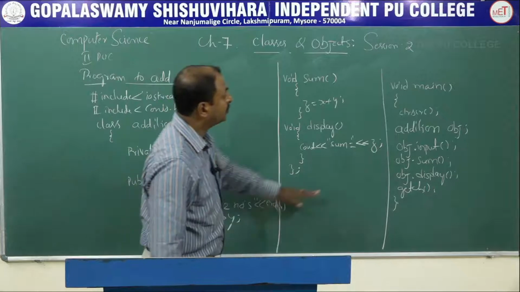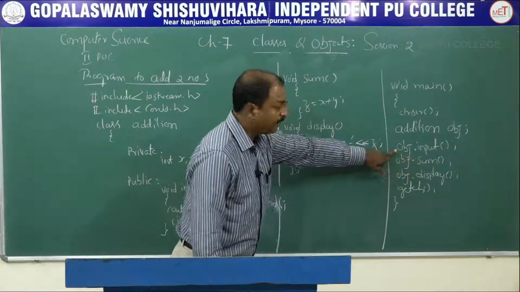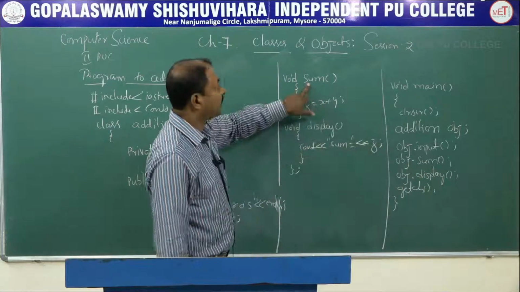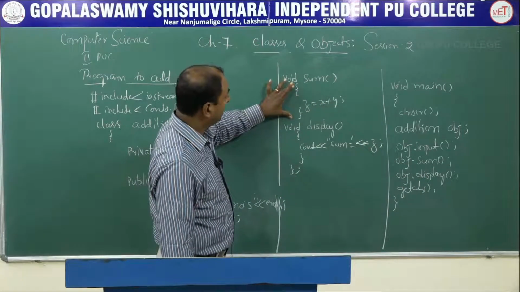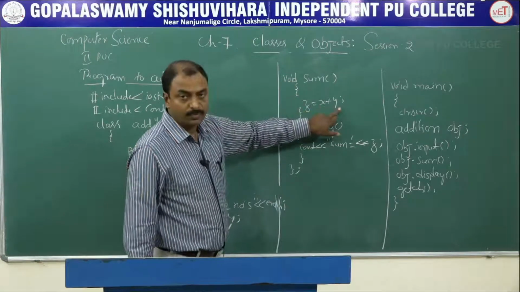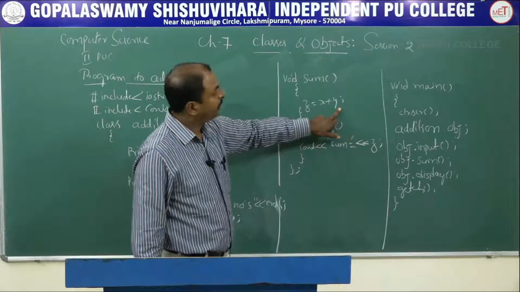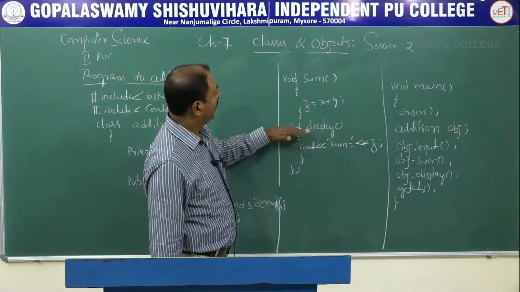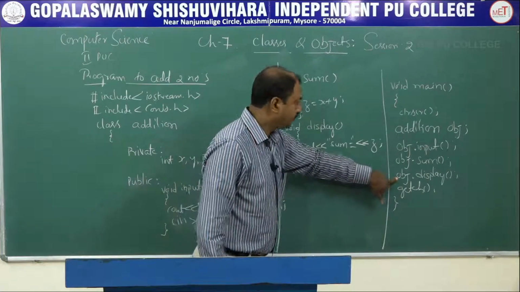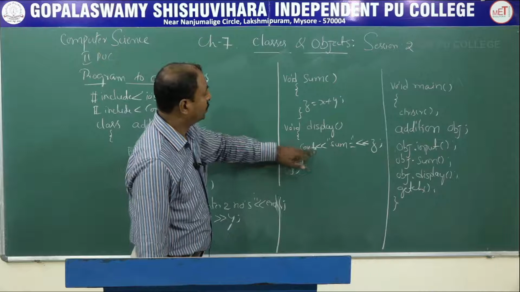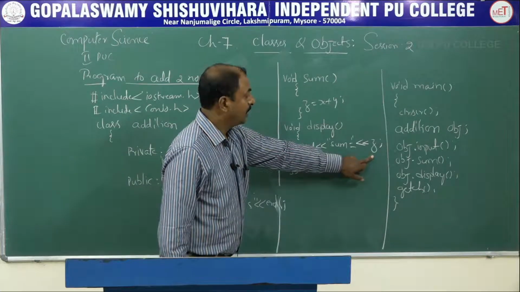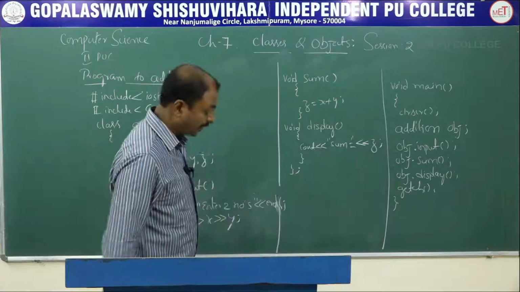Then again the control goes back to this line. Immediately after this, the sum function: again from here the control transfers to the sum function. It executes this function, and with the help of this it is going to add two numbers. Then when it comes to the display function, it executes this one, and it is going to print the result.